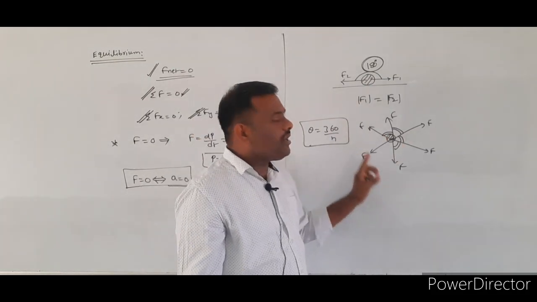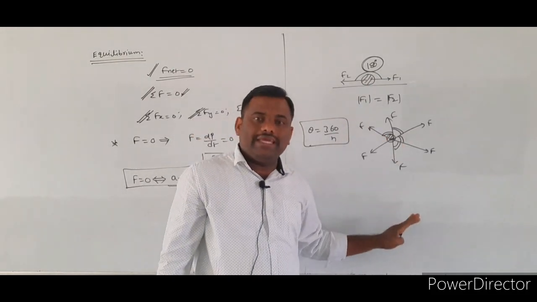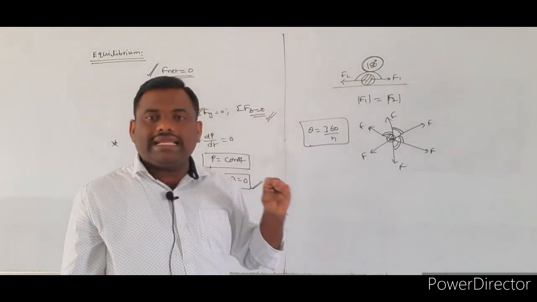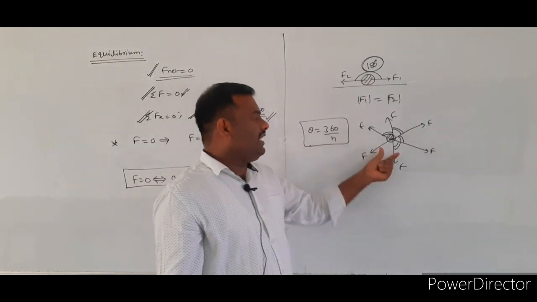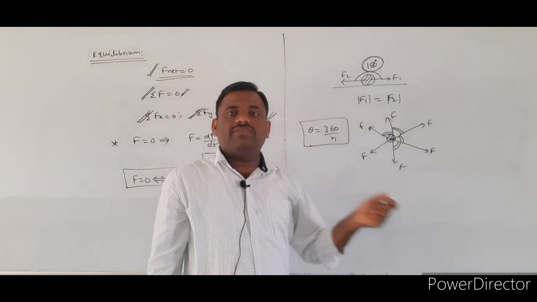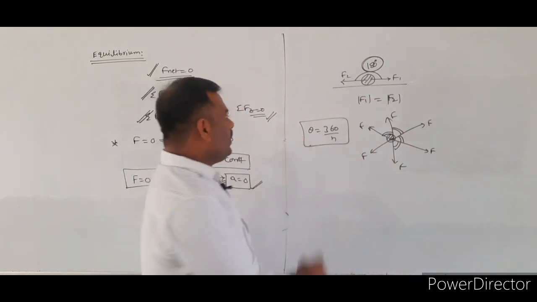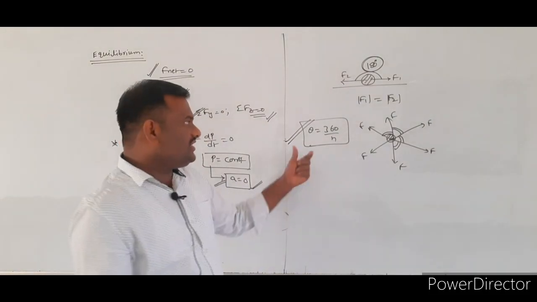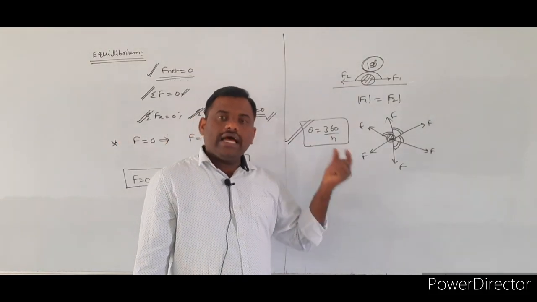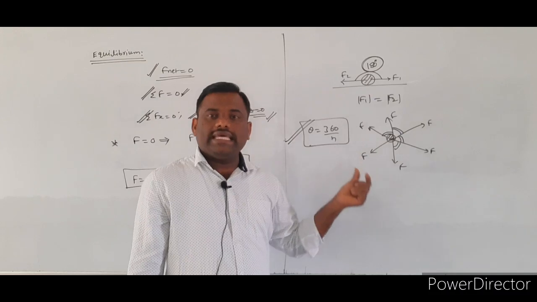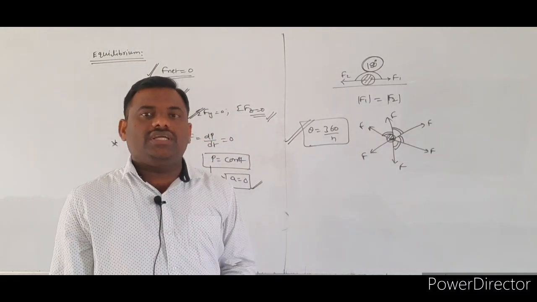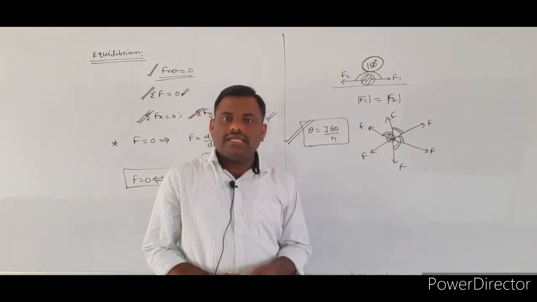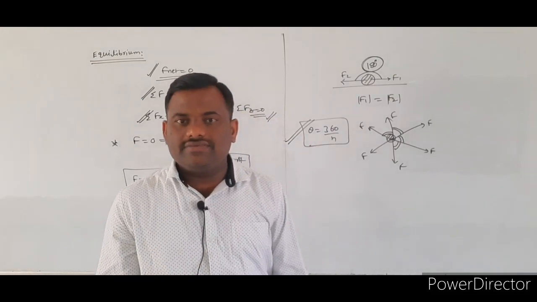When equal forces are acting simultaneously over a given object, and they keep the object in the state of equilibrium, the angle between any two adjacent forces is given by theta is equal to 360 by n. So this is another important application in the case of the equilibrium condition. The remaining applications we will discuss in the next class.